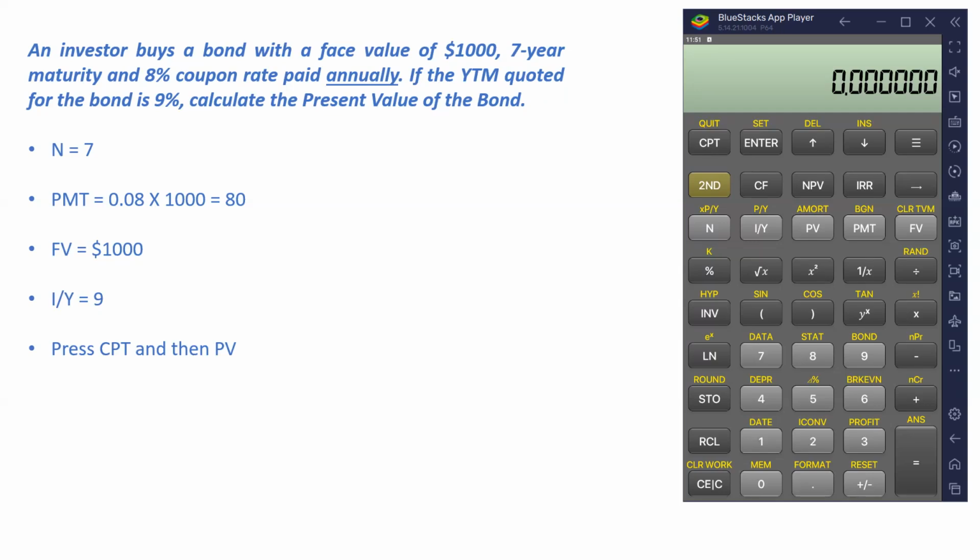Let's see. Now, before we calculate, I want you to do a mental calculation. The coupon rate is 8%, but the YTM is 9. So coupon rate is less than the YTM. So what do you think? Will the bond be trading at par, premium or discount? Write down your answer, and once we do the calculation, check if you have got it right.